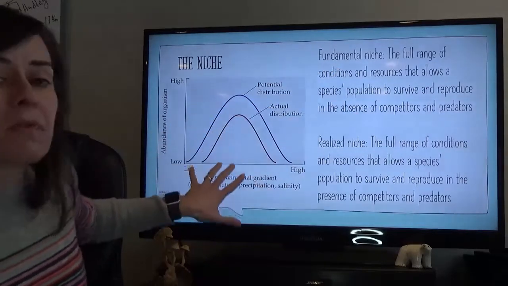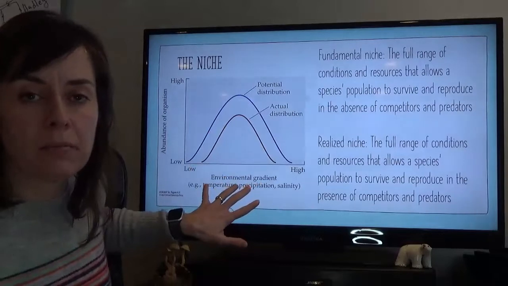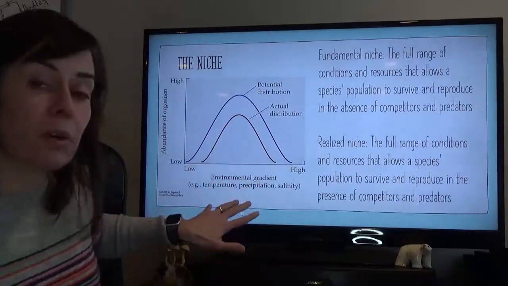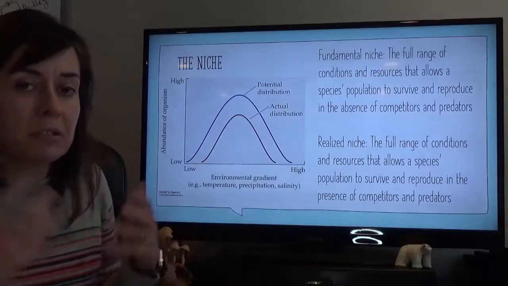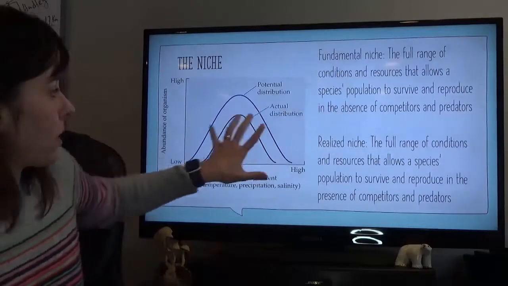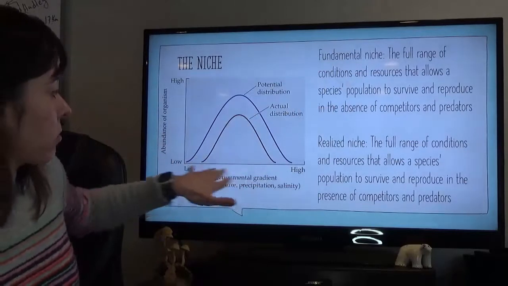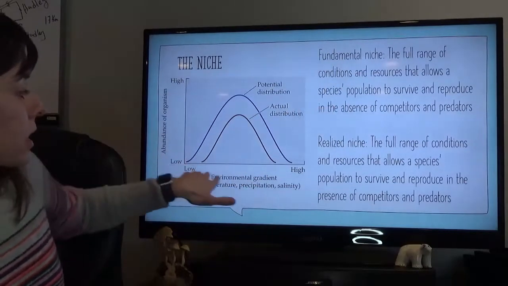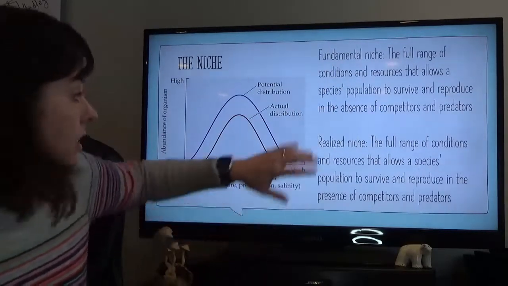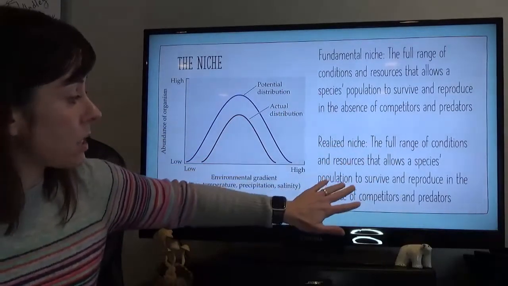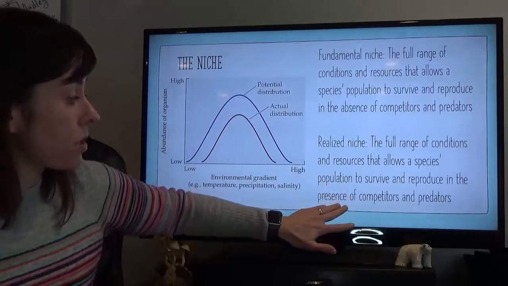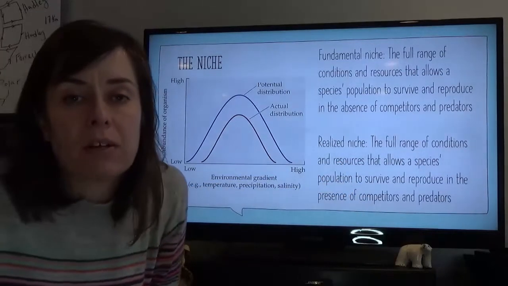And this is really simplified because this is talking about a single environmental gradient, but when we take all of the environmental gradients in the environment and we map them together, this is when we actually get the niche. But to simplify it, we'll think about it in this sort of two-dimensional space, the abundance of an organism as a function of the environmental gradient. Then the realized niche is the full range of conditions and resources that allows a species population to survive and reproduce in the presence of competitors and predators.